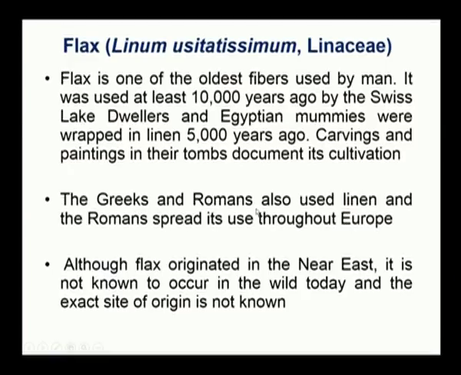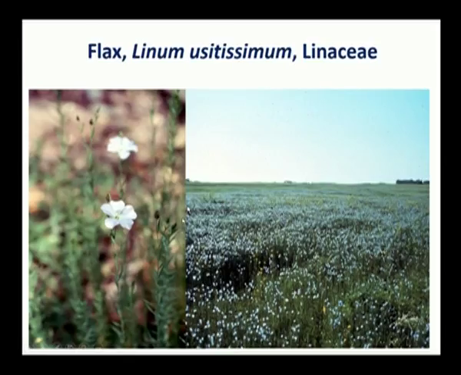The Greeks and the Romans also used linen, and the Romans spread its use throughout Europe. Although flax originated in the Near East, it is not known to occur in the wild today, and the exact site of origin is not known. So it is already used all over the world, but the origin of the plant is not known so far, especially in the case of European countries; the origin is still a question.